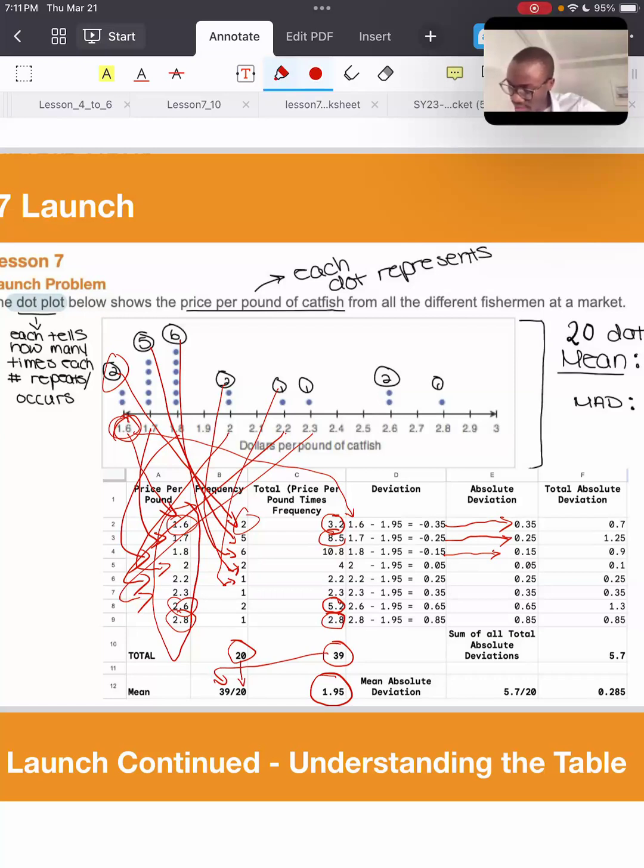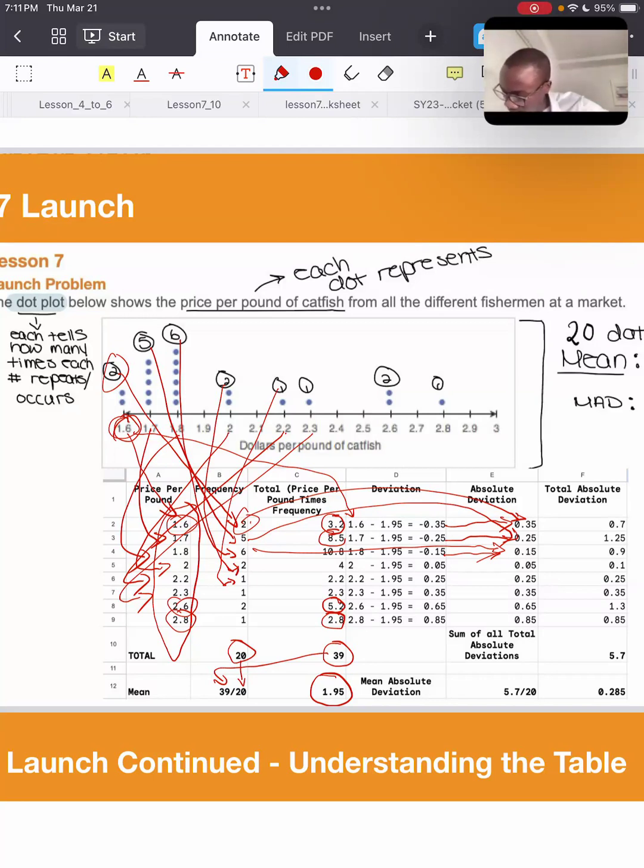After doing that, I'm going to find the total deviation. For example, for this data point 1.6, there are two of them. So to get the total deviation, I'm going to multiply 2 times the absolute deviation. For 1.7, I'm going to multiply 5 times 0.25. And for data point 1.8, I'm going to multiply 6 times the deviation 0.15, and I get 0.9, and so on and so forth.